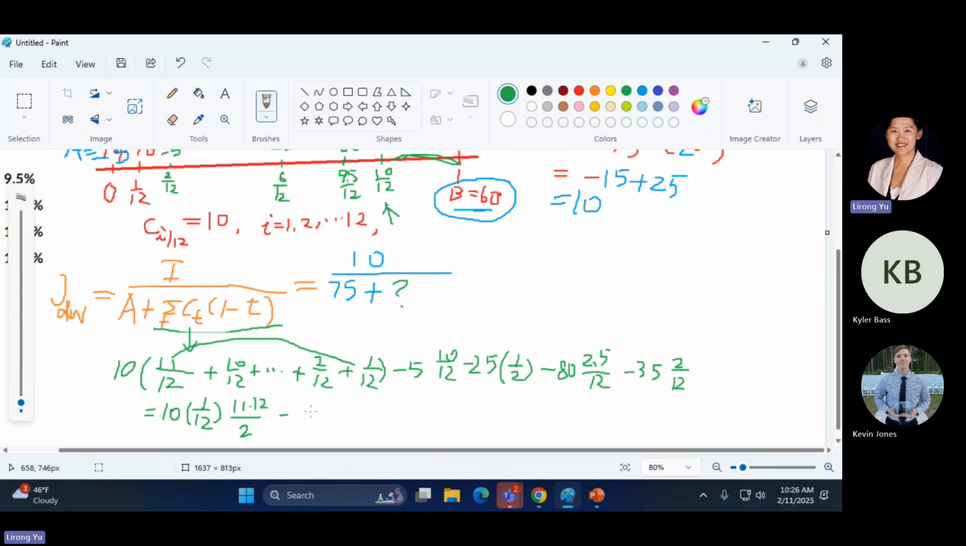And minus, the rest is all subtraction. And we also have the common factor of 1 over 12. And then we have 50 plus, this is 6 over 12, so it's 150. That's 80 times 2.5, it's 200. So that's 200. This is 70.